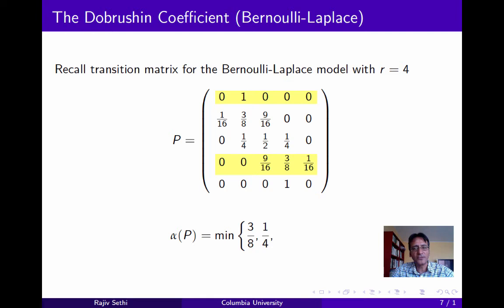Now let's look at the first and the fourth row. In this case, for the first column, the smallest entry is 0. For the second, it's also 0. And in fact, for the third, fourth, and fifth, it's also 0. So we get 0. Now once a 0 appears in this set, we know that the minimum of all numbers must be 0. And so therefore the Dobrushin coefficient for this matrix is in fact 0.